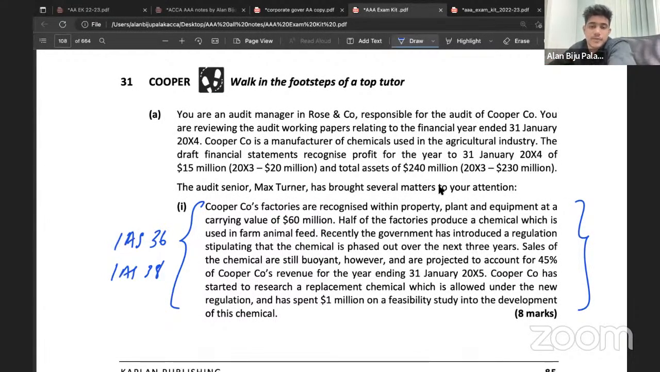So Cooper Company was manufacturing its chemical using the plant and equipment, but unfortunately, the government has introduced a new regulation due to which they won't be able to manufacture that chemical anymore. So they will not be able to continue with their production process, and since they are not able to use the existing machinery, they have spent 1 million on a feasibility study to understand the development of this new chemical. So as per IAS 36, what do we need to do here?